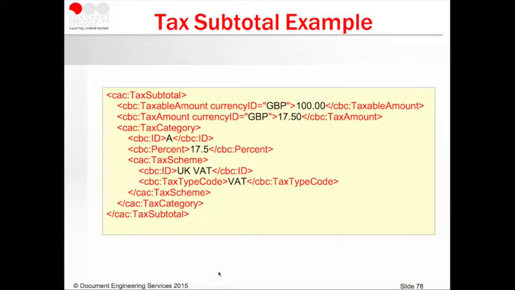Here's an example. We saw before that category A, tax category A, is UK VAT 17.5%, and in this transaction that equates to a taxable amount of £100, equates to a tax amount of £17.50.